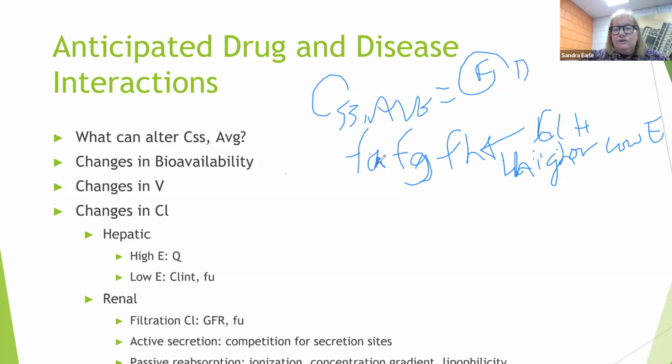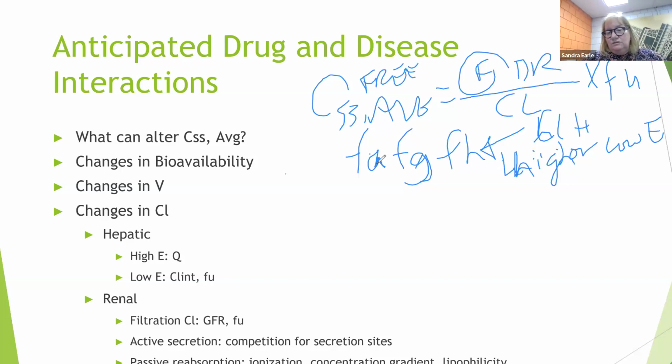Then we've got dose rate, which we control, right? And clearance. So what determines clearance? Well, it depends. Is it cleared by the liver or by the kidney? And then you have to go through all the things that could affect clearance. In some cases, we also need to think about our free concentration if there's been a binding change. So changes in bioavailability can affect CSS average, and changes in clearance.